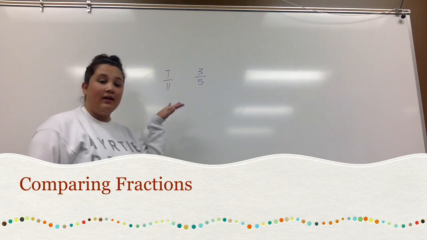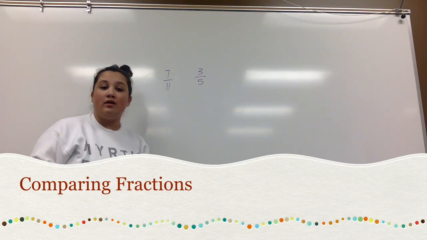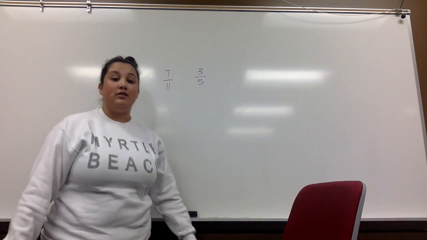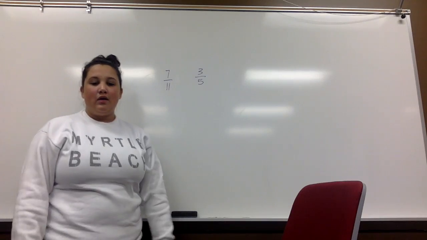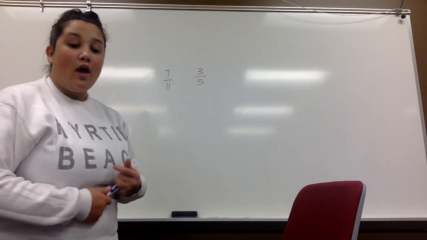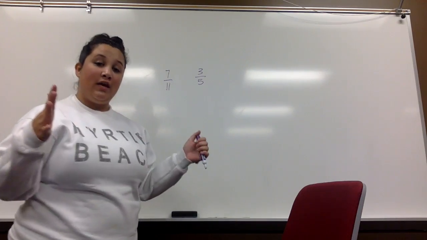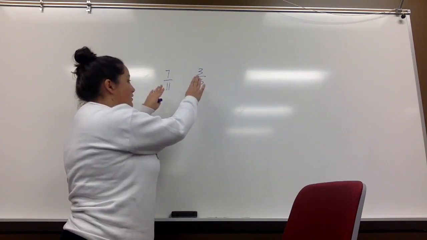Looking at two fractions today, 7/11ths and 3/5, and we're going to use some methods to figure out which one of these fractions is the larger fraction. So the first method is called the common denominator method, and that's exactly what you think it is. We're going to find a common denominator.